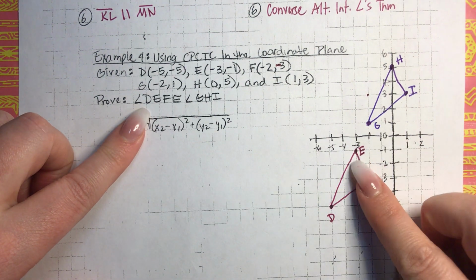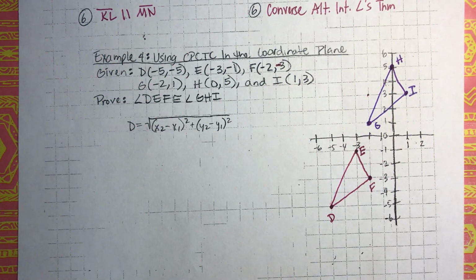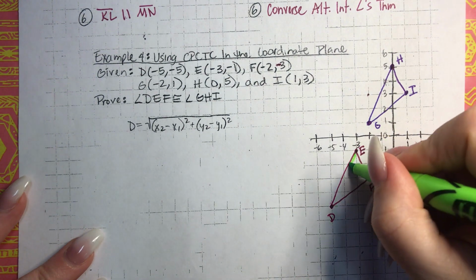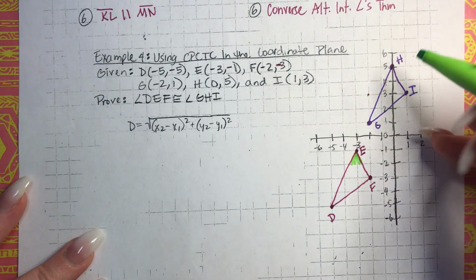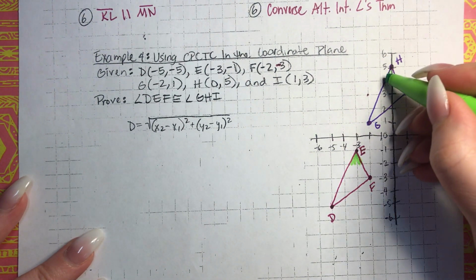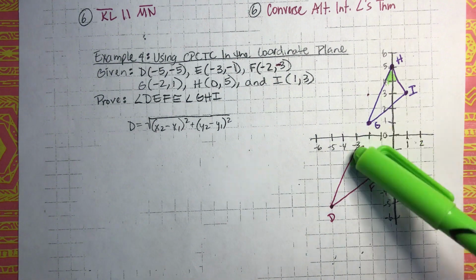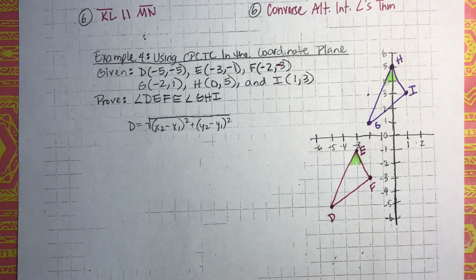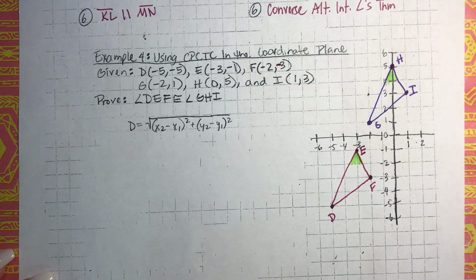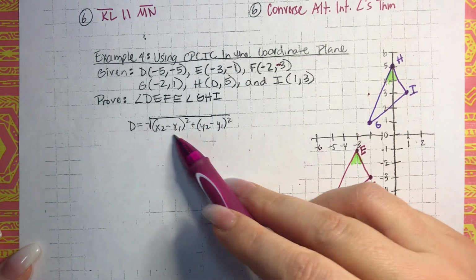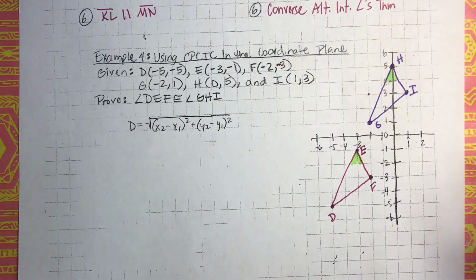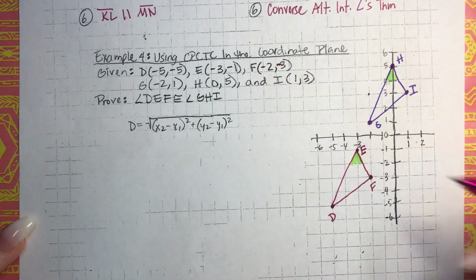We need to prove that DEF, which is this angle right here, is congruent to GHI, this angle right there. Okay? And so we'll be able to prove that by CPCTC. Corresponding parts of congruent triangles are congruent. Woo! Let's go. Let's get started. We got this. Okay, it's going to be a whole lot of distance formula. So you need to make sure you memorize this bad boy. Okay, I'm just going to start with this triangle.